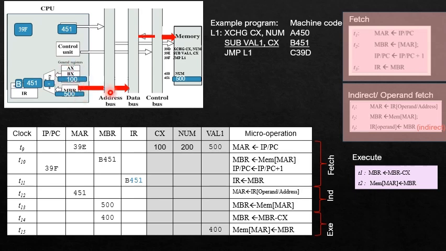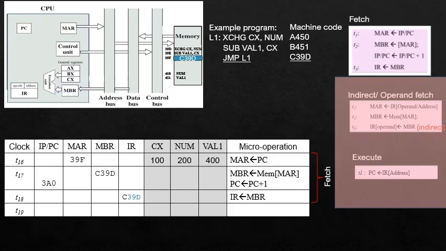So MBR will be minus with cx and then stored in MBR temporarily, because later this value will need to be sent back to the destination in memory, val 1. That's why we need the next micro operation here to send back the subtraction result to val 1. First the subtraction happened and the result will be updated at MBR, and then the result will be sent back to the location of 451 to replace the previous value of val 1. That completes the execution for the second instruction.